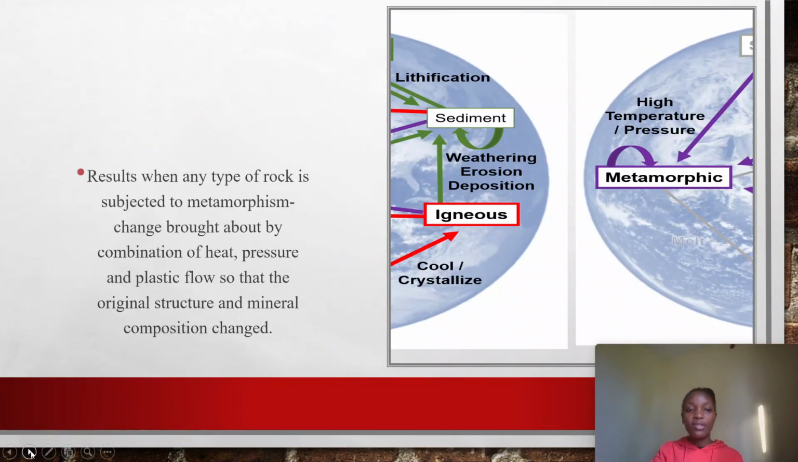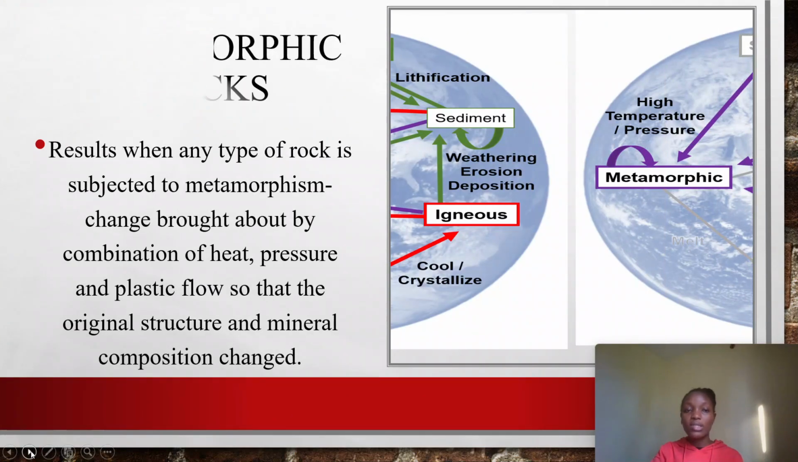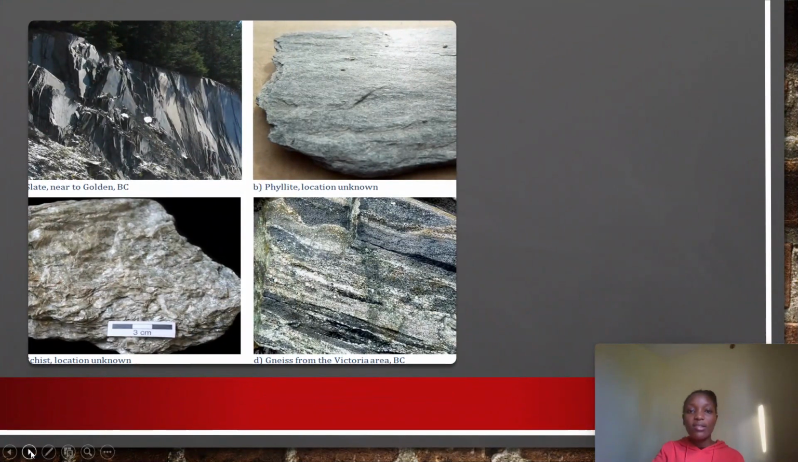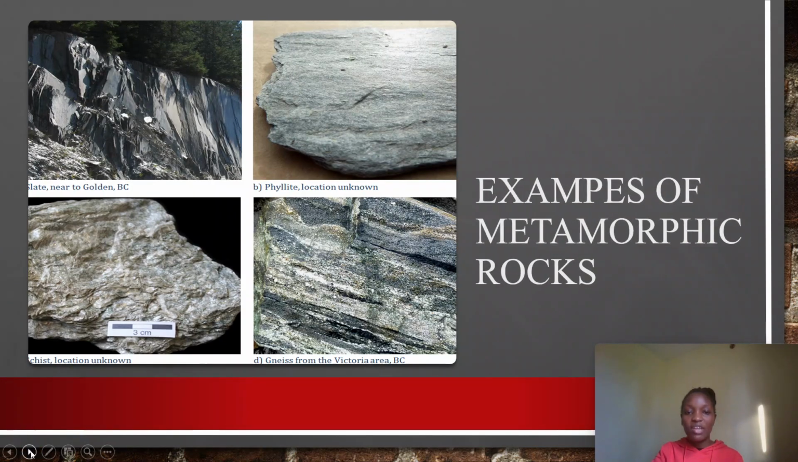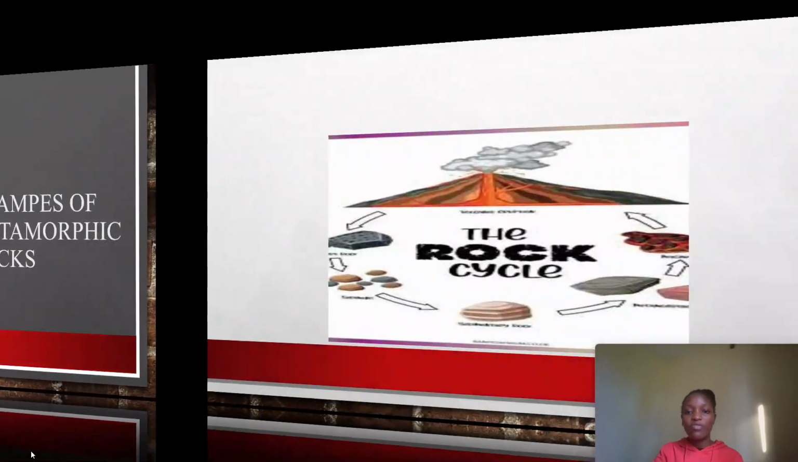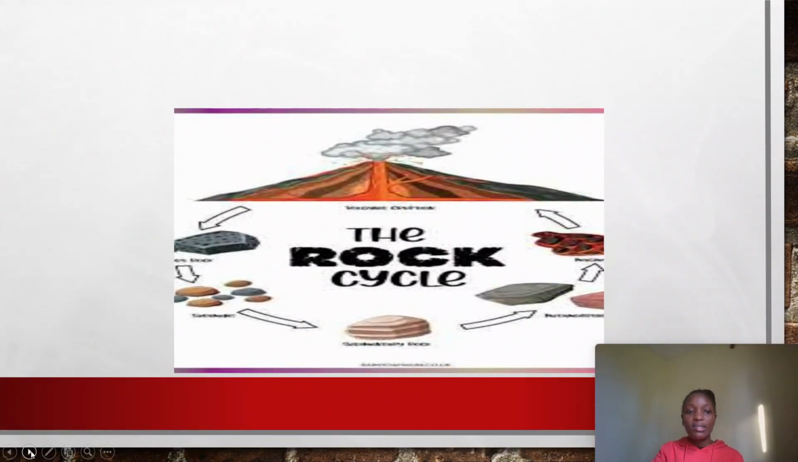The next type of rocks is the metamorphic rocks. These are rocks that result from change brought about by a combination of heat, pressure, and plastic flow, so that the original structure and mineral composition is changed. There are different types of these rocks. We have the slate, the phyllite, the schist, and the gneiss metamorphic rock.